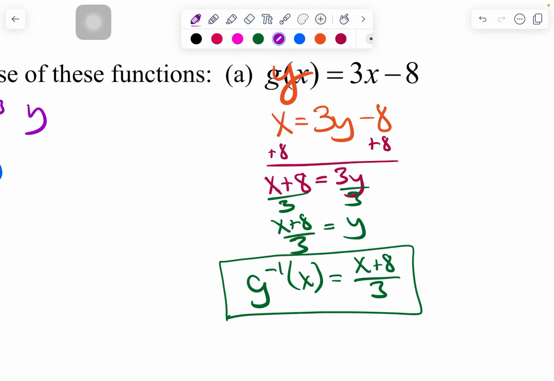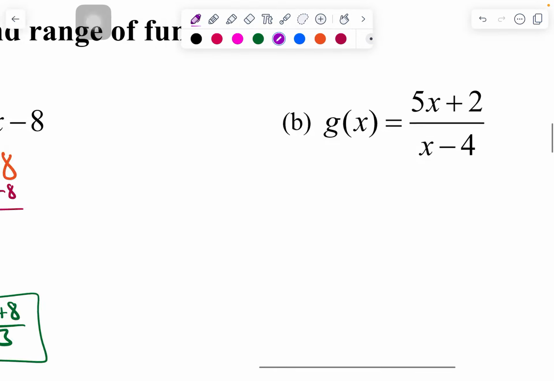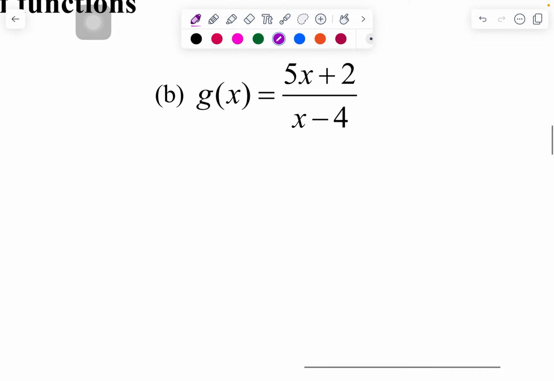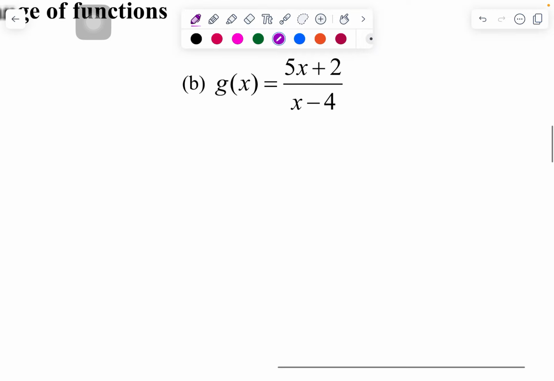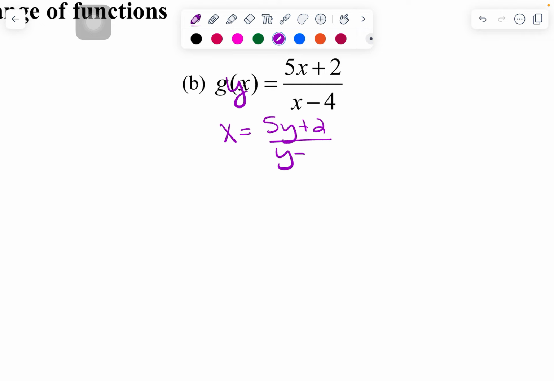All right, so let's go ahead and slide on over to part B. Again, if you watched the video for note 74 on inverses in domain, you're going to know this is going to be a big step up. Okay, big step up. So we're still going to start the same way, right? We're going to replace x with y, replace y with x. So x equals 5y plus 2 over y minus 4.